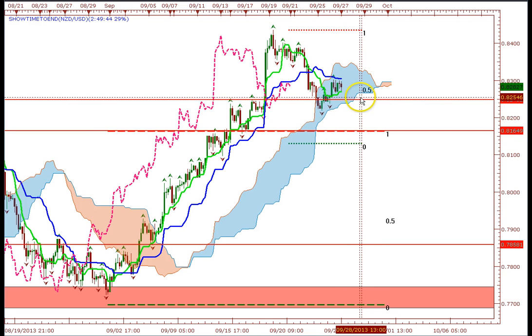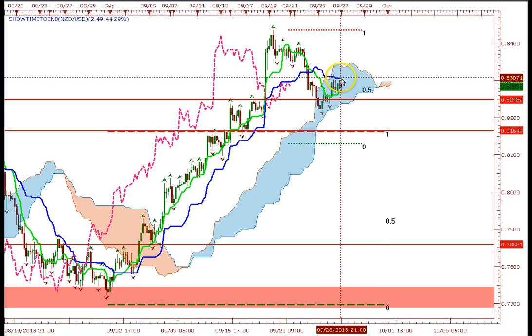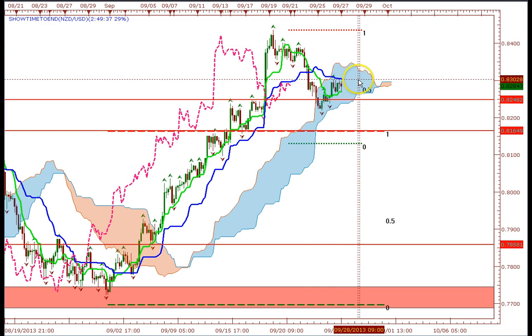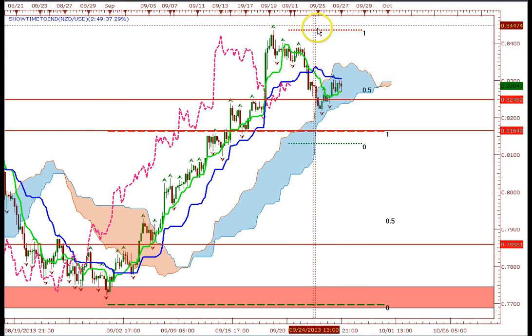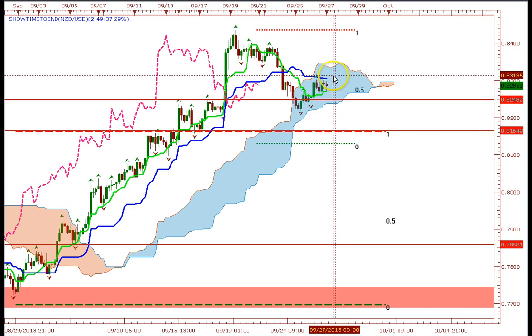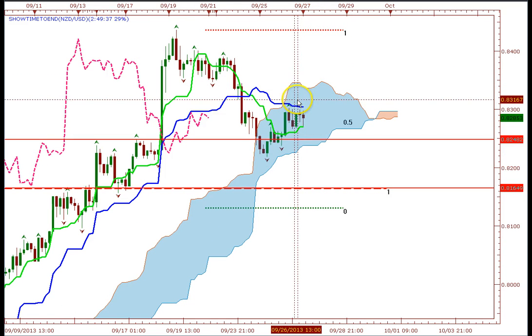All right. Now on the upside, if you break the Kijun-sen right here, you get through the cloud. And once you get through the cloud, you look at this level here. Now I wouldn't take a trade myself. I'm not going to take a trade on a break of the cloud here.